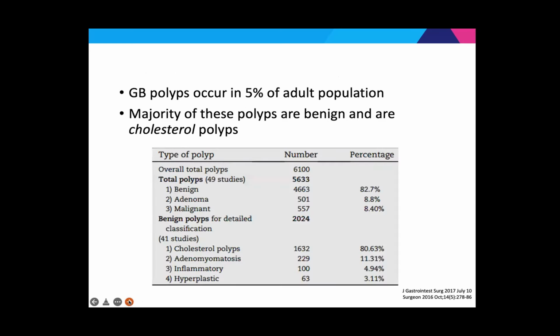Most polyps are benign. About 83% of polyps are benign. The other ones are adenomas or malignant. Of the benign polyps, 80% of them are cholesterol polyps. And some of the other benign entities also include inflammatory polyps, hyperplastic polyps, and adenomyomatosis.